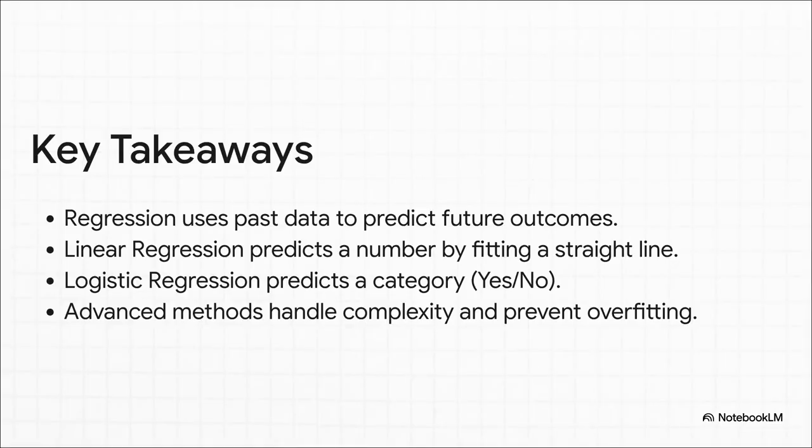Okay, let's wrap this all up. The main thing to remember is that regression is all about using past data to get a glimpse into the future. We saw how linear regression fits a straight line to predict a number, while logistic regression draws a boundary to predict a category. And finally, we explored how more advanced tools like polynomial, stepwise, and regularization help us tackle real-world complexity and, crucially, avoid that dangerous trap of overfitting.